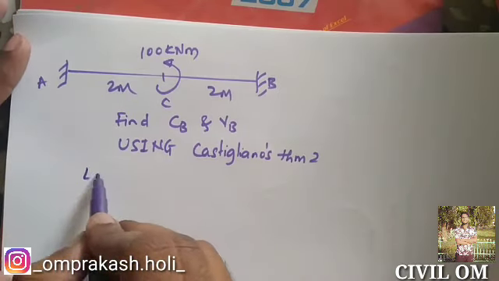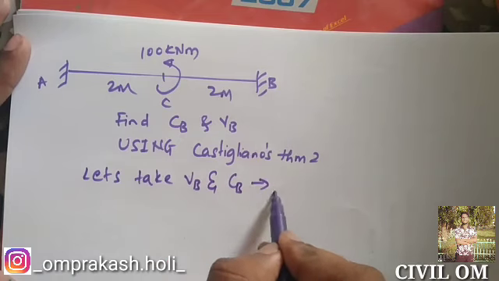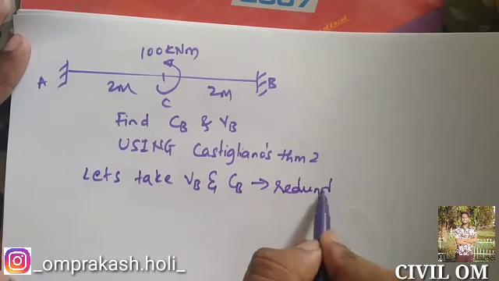So let's start the next problem. This is the problem they have given. In this problem they have asked us to find out CB and VB. So let us take VB and CB as the redundants.